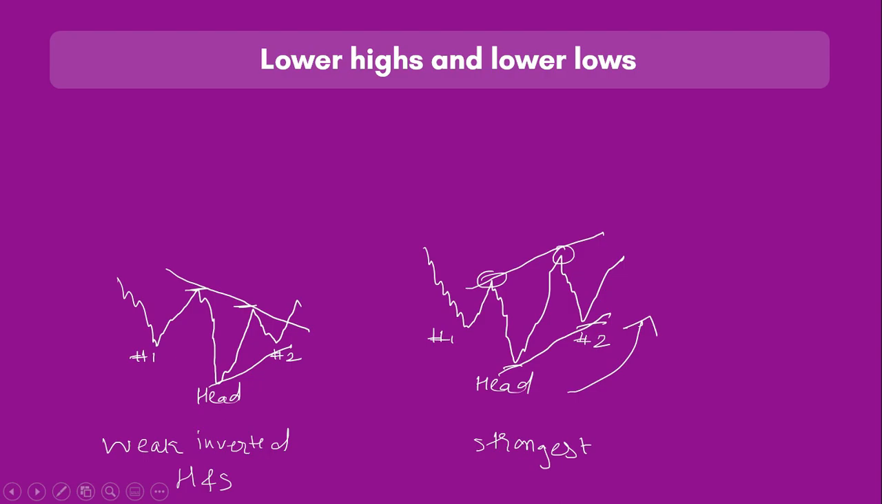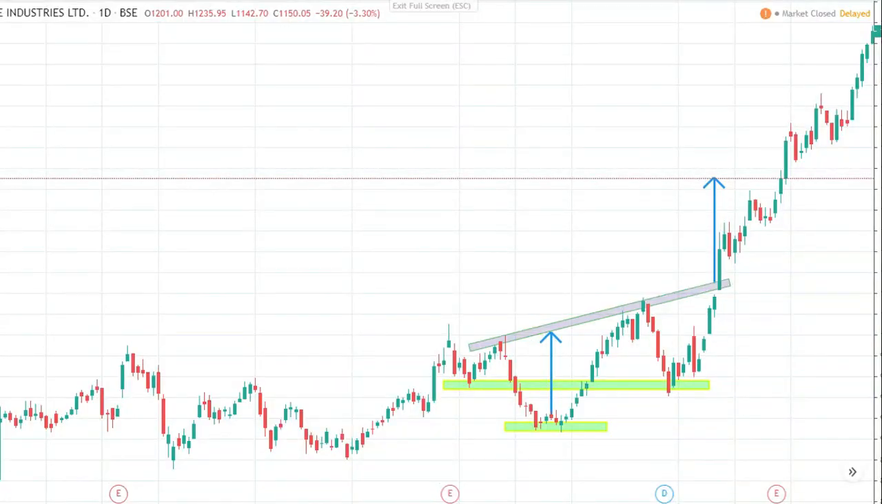Remember, in head and shoulder, the declined pattern is the strongest. In inverted head and shoulder, the inclined pattern is the strongest. Let me explain this to you with a simple example. Now here I have an inclined inverted head and shoulder pattern. This is your shoulder 1 and shoulder 2 of the same length. Let me mark them as 1 and 2. In between is the head.